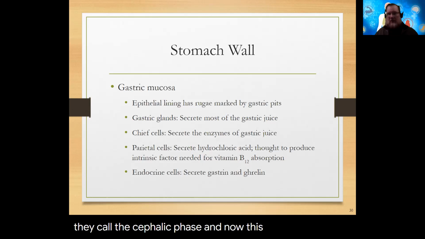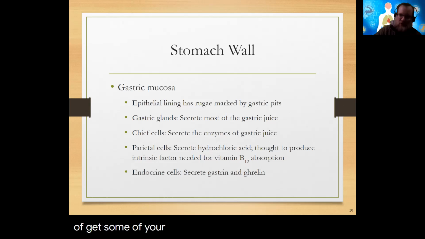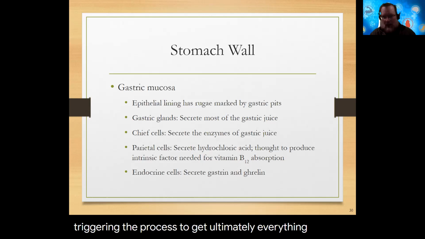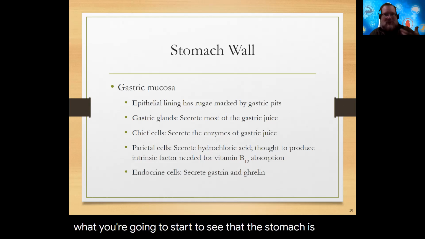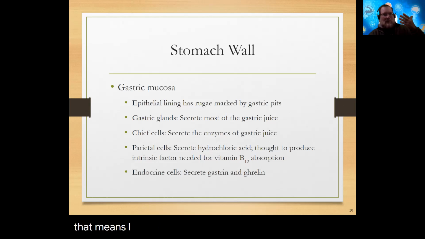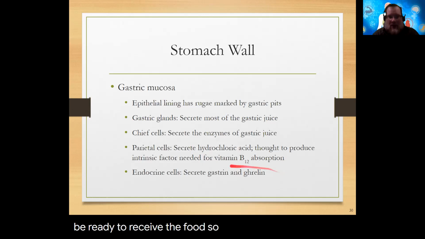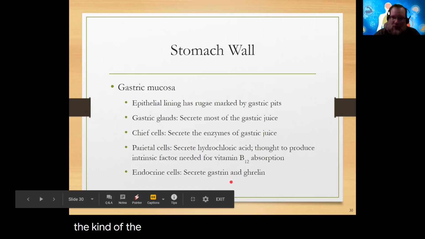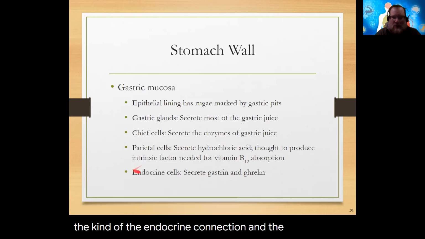And the stomach really starts gurgling and growling and getting wound up. That's gastrin and ghrelin. Gastrin kind of gets some of your gastric juices ready. It starts triggering the process to get ultimately everything ready. Because if the cephalic phase is kicked in, the stomach assumes that means I smell food, I hear food, I see food, then I better be ready to receive the food. So that's what's going on with the endocrine connection and the stomach. And again, we go through that in a little more detail next semester.